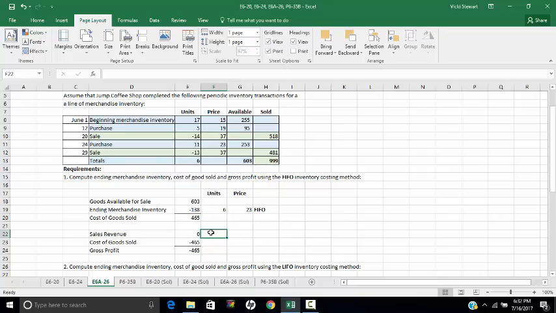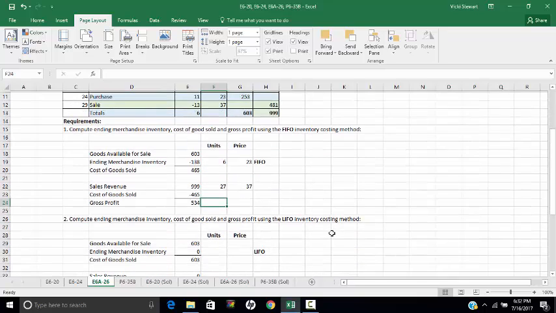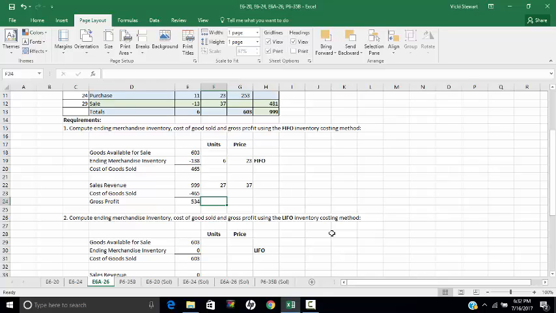We need to determine also our sales revenue. Well, we actually already did that up here, but we can also multiply 27 units times $37 and we get $999 again. Subtract the cost of goods sold that we determined under FIFO, and we get gross profit under FIFO of $534. Now we're going to do the same thing, but we're going to do it under LIFO.